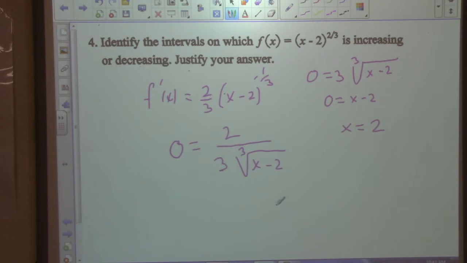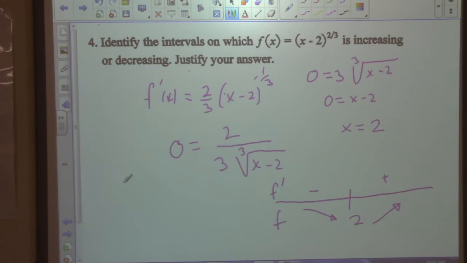So we go ahead and make our number line, and we put f prime up above and f below, and then to the left, what do we have? Negative, because it's negative, right? So the function will be decreasing here. And to the right we have positive. And it'll look like this.